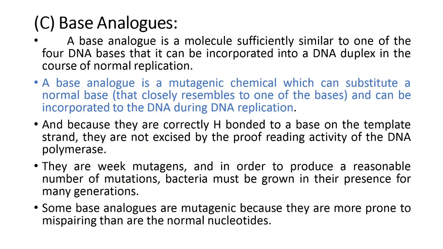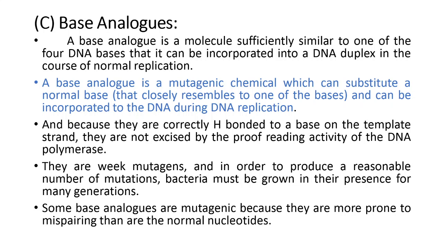And the third category of chemical mutagen, base analogues. A base analog is a molecule sufficiently similar to one of the 4 bases that it can be incorporated into a DNA duplex in the course of normal replication. A base analog is a mutagenic chemical which can substitute a normal base and can be incorporated into DNA during replication. And because they are correctly hydrogen bonded to a base on the template strand, they are not excised by the proofreading activity of the DNA polymerase.